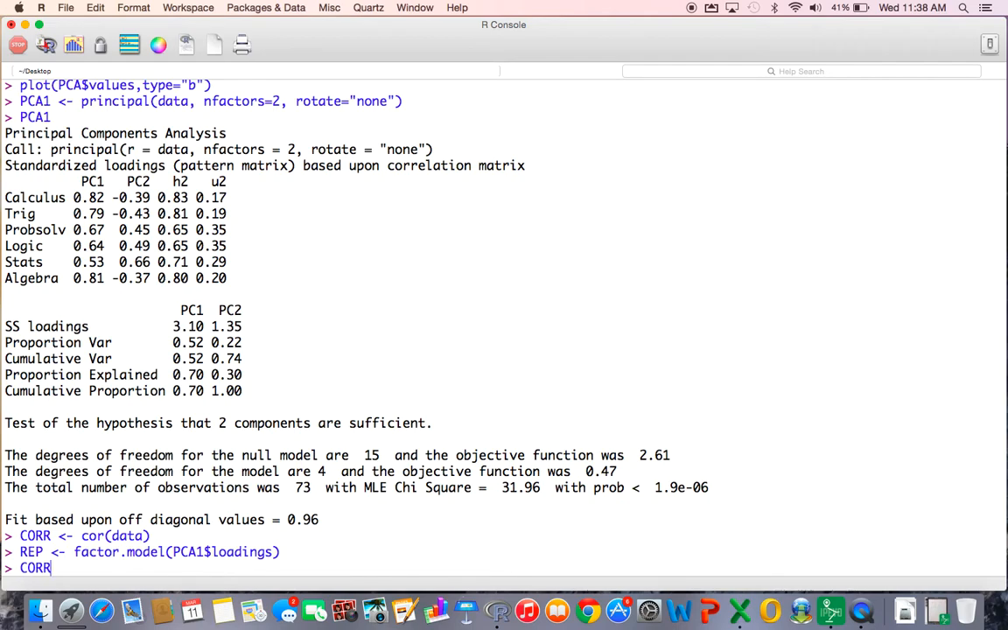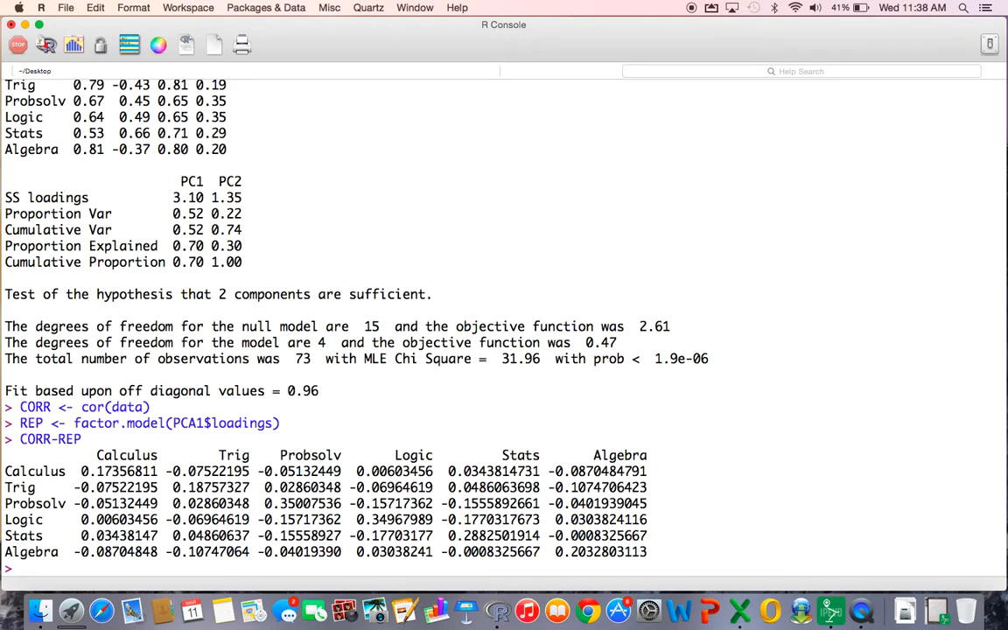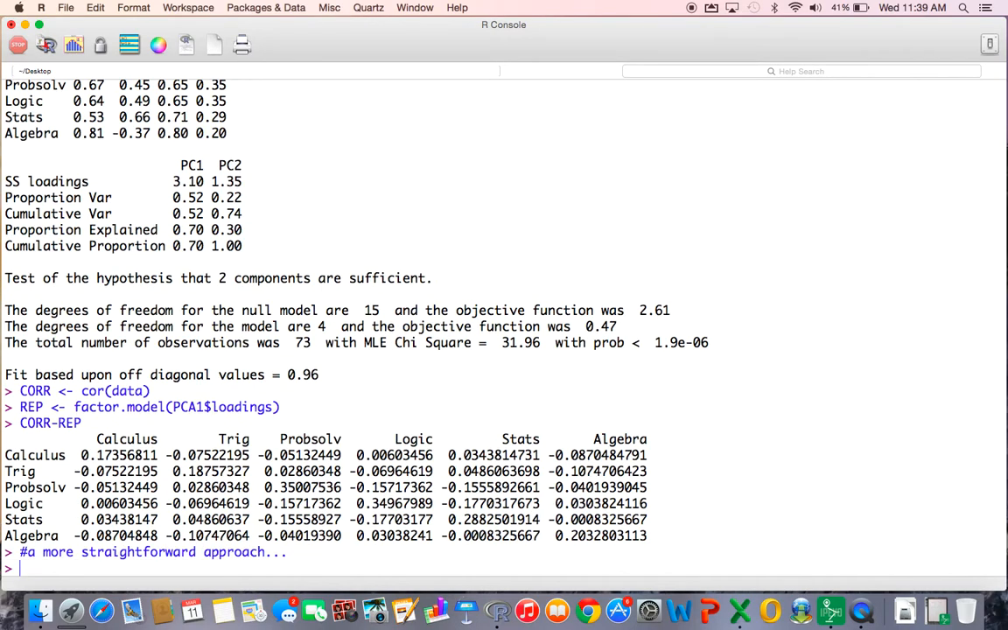So now if I take COR minus REP, I get the differences in the two correlation matrices. Now, a more straightforward approach: you can just create this right off the bat to get the same matrix.